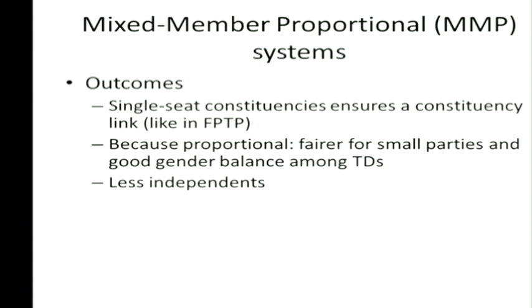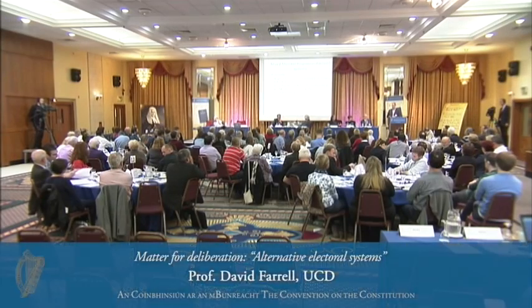So you've got single-seat constituencies, so you have this constituency link element. This is why a lot of people support this kind of system. Because it's proportional, you also have results that are good in terms of fairness to small parties and also good gender balance. And you have independents creeping through, because the independents can pick up constituency seats. They won't get list seats, but they'll get constituency seats. And that's why very often this is referred to as the best of both worlds.